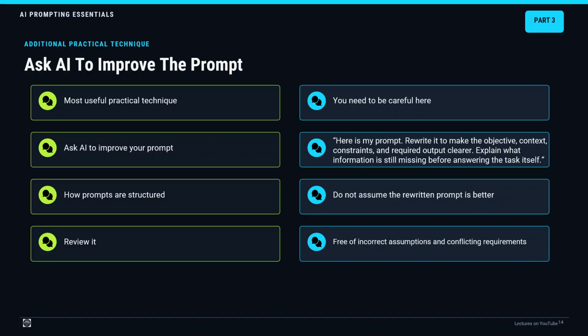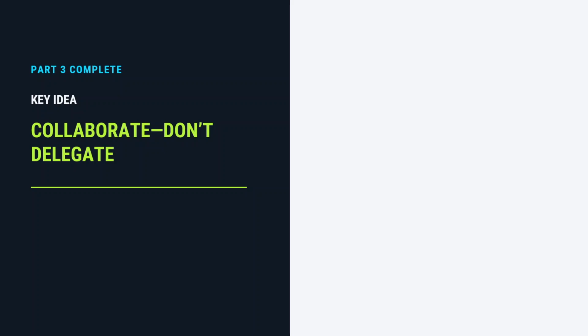Collaborate, do not delegate. The aim is not to remove yourself from the process. Let AI assist with repetitive, organizational, or time-consuming work while you contribute expertise, judgment, context, creativity, decision-making. AI should not think instead of you. It should help you think more effectively. It is a force multiplier for human expertise, not a substitute for it.